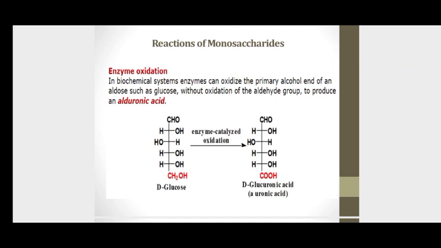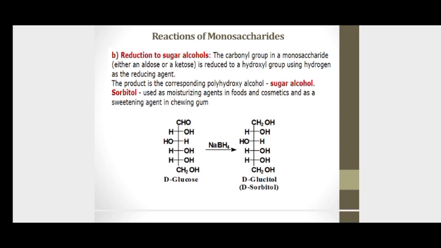Enzyme oxidation. In biochemical systems, enzymes can oxidize the primary alcohol of an aldose such as glucose without oxidation of the aldehyde group to produce an aldonic acid, such as D-glucuronic acid. Reduction to sugar alcohols.